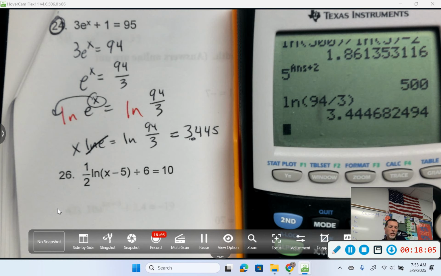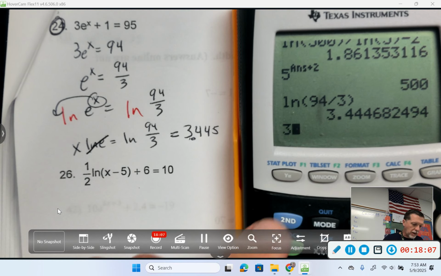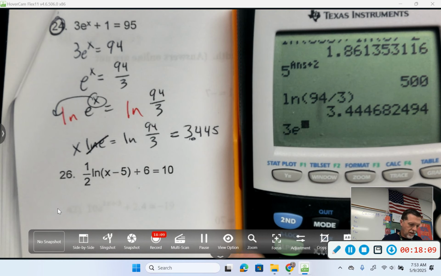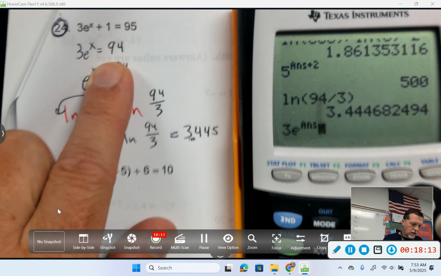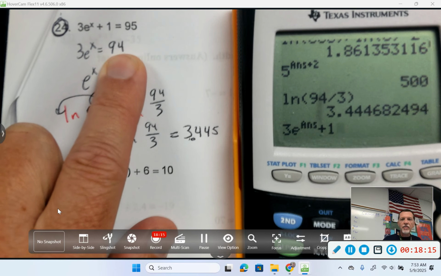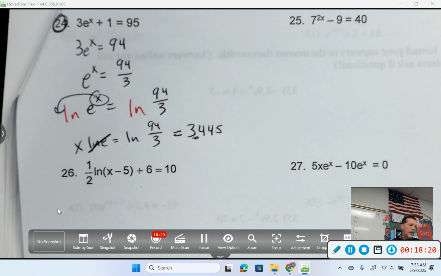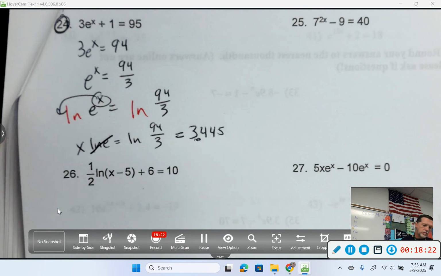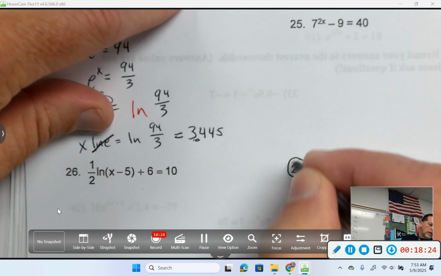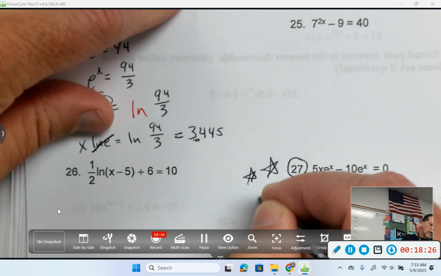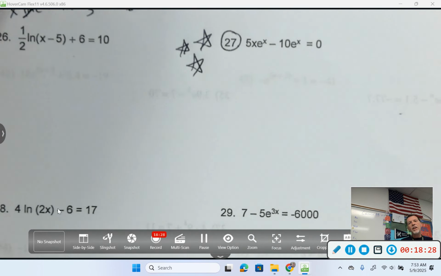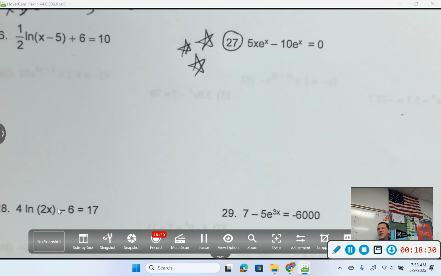And again, super easy to check. I'm going to stop checking in a moment, but they're so easy, it's worth it, I think. 3e to the answer plus 1 is supposed to be 95, and it is, so I know I got it right. It's nice when you have the calculator. Let's do 27. And for some reason, I'm going to put 3 stars on 27.